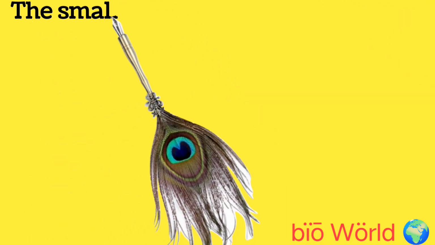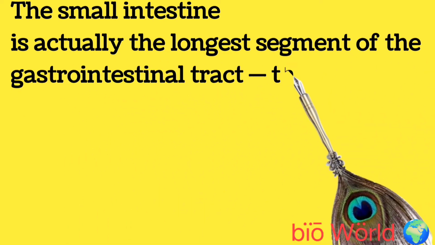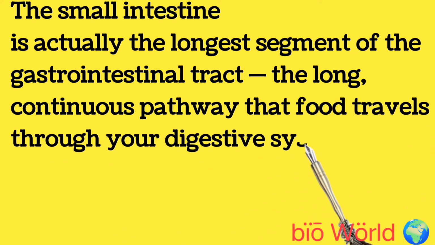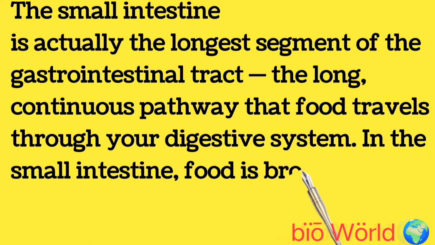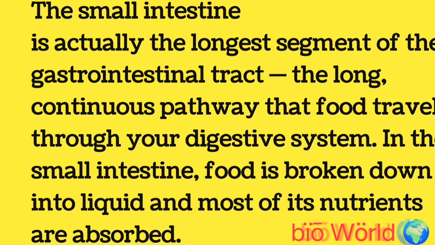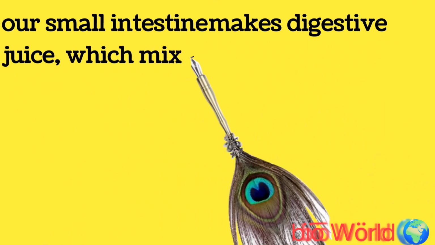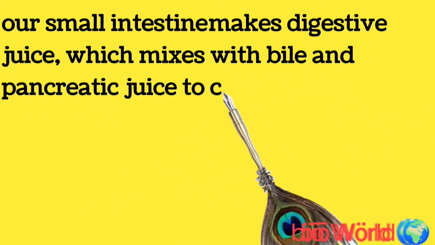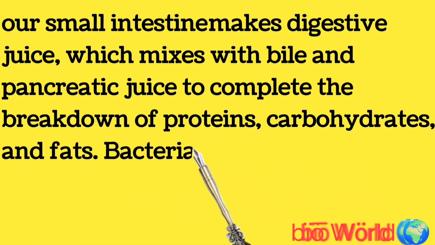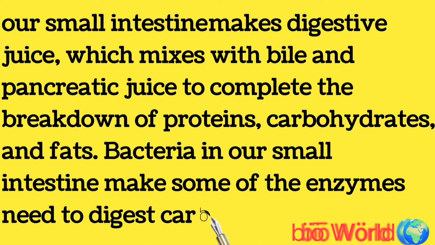Small intestine. The small intestine is actually the longest segment of the gastrointestinal tract, the long, continuous pathway that food travels through your digestive system. In the small intestine, food is broken down into liquid and most of its nutrients are absorbed. Our small intestine makes digestive juice, which mixes with bile and pancreatic juice to complete the breakdown of proteins, carbohydrates, and fats. Bacteria in our small intestine make some of the enzymes needed to digest carbohydrates.